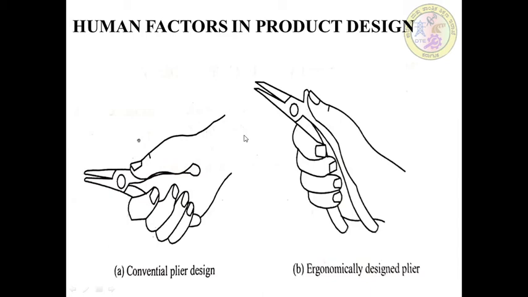Likewise, there are different examples of ergonomic design. This is the poor design, an example of poor design. This is the improved design. Coming to human effort, the factors must be considered in the earlier stage of the design cycle, and the design team must consider the following human factors for efficient product design and development.